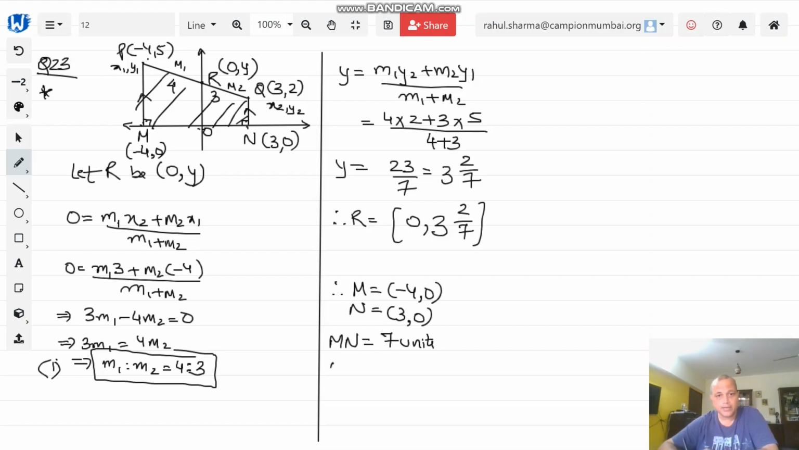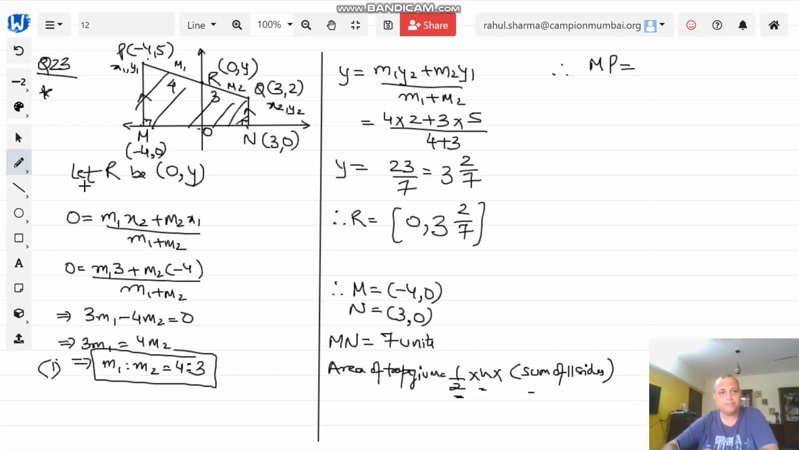If you remember, area of a trapezium is equal to half into height into sum of parallel sides. So I know half, and now I've figured out the height. Let me try and figure out the sum of parallel sides. Therefore MP, what would be the length of MP? MP is, this is 5 units.